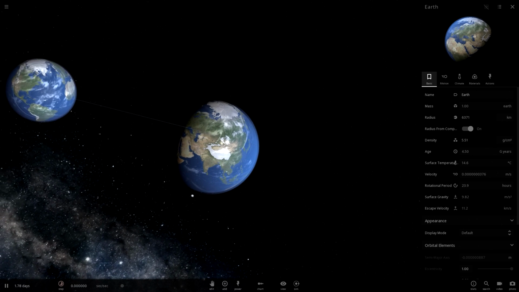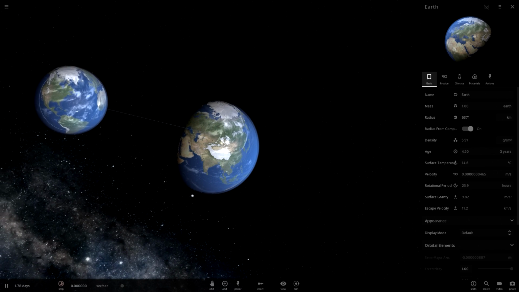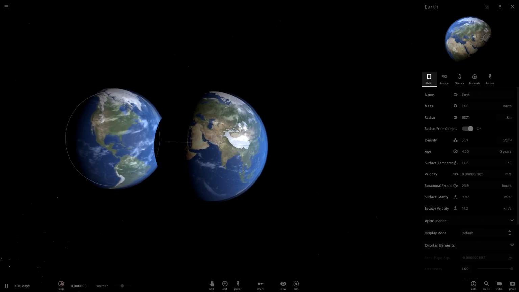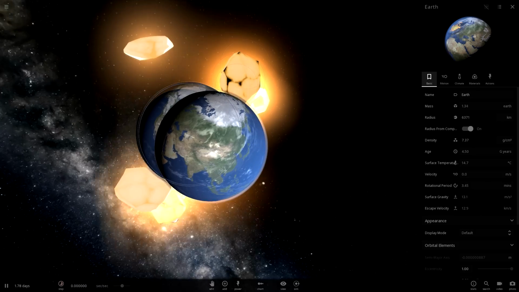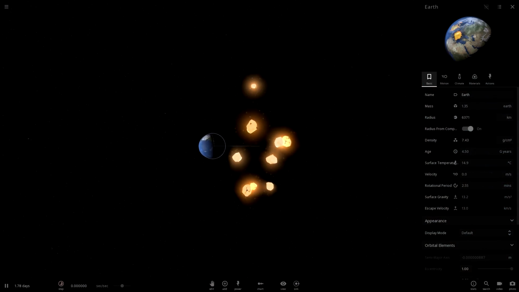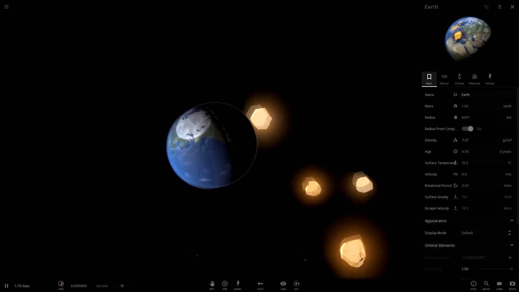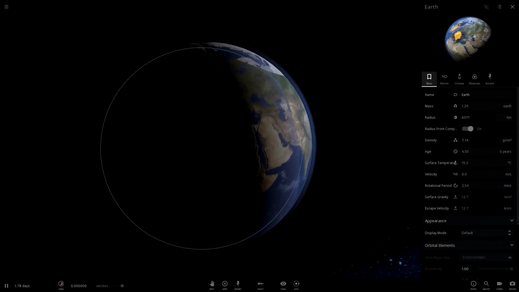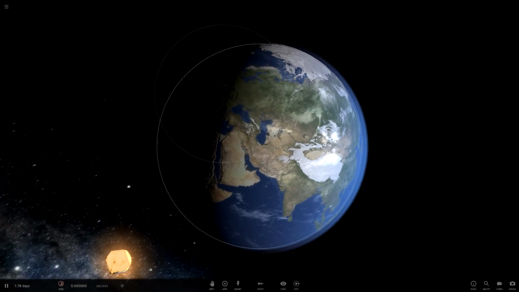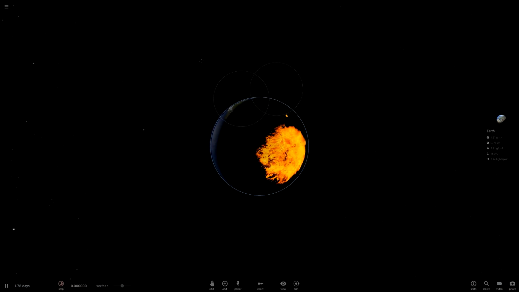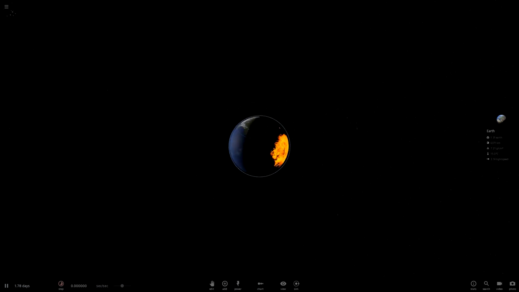3, 2, 1. And we have collided. We do have the debris just being thrown out instantly, extremely far away. The two worlds are merging here, and it appears that, well, this is what we have left here, this Earth, which the crater is actually behind it.